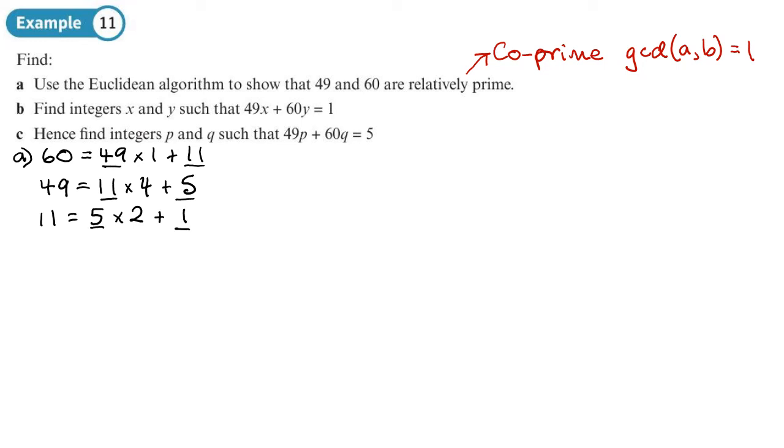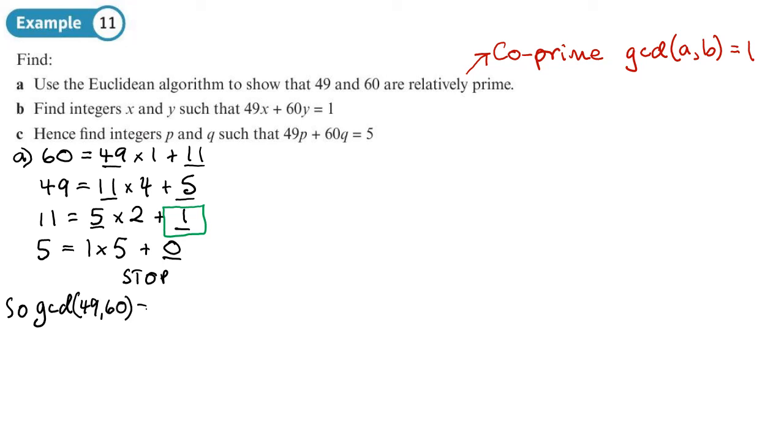Shift across the 5 and the 1. 5 equals 1 times by 5. No remainder. So we stop. We look to the previous line here. The remainder there will tell us the greatest common divisor. So the GCD of 49 and 60 equals 1. Therefore, 49 and 60 are relatively prime or coprime. Means the same thing.